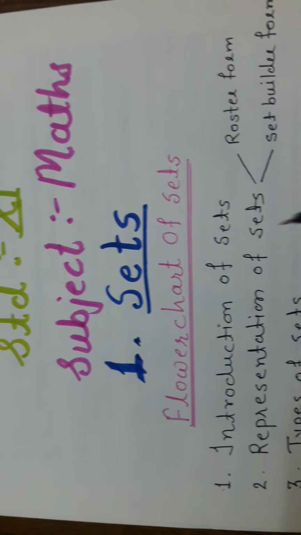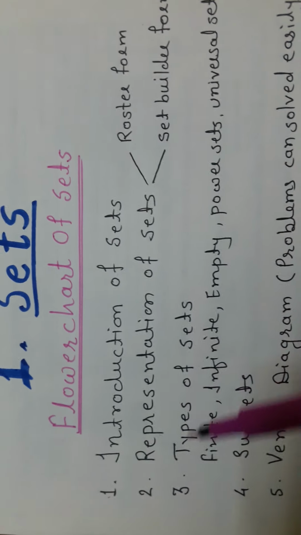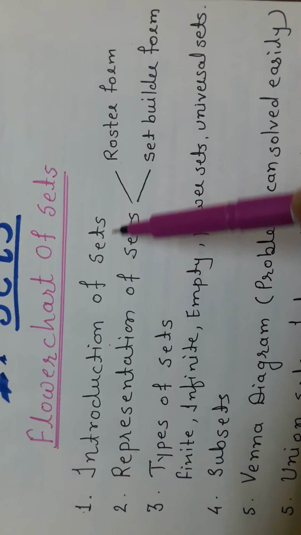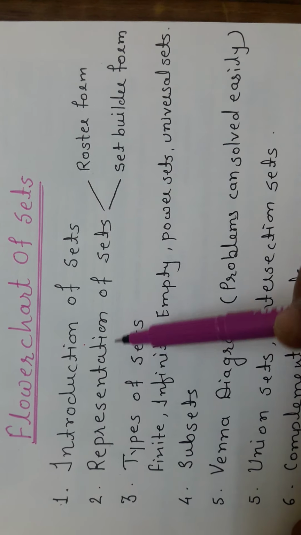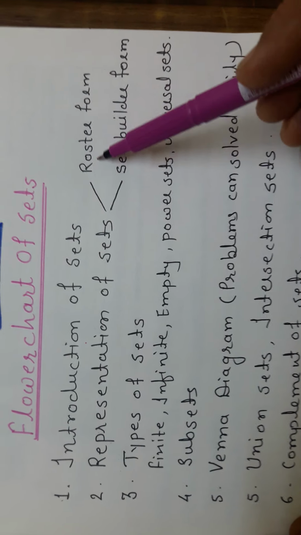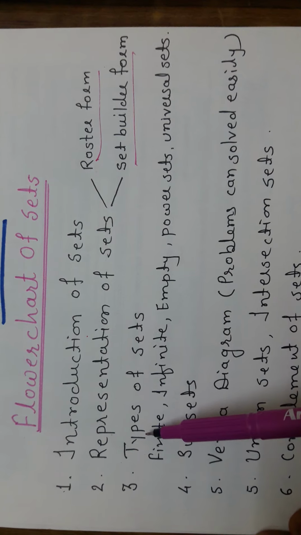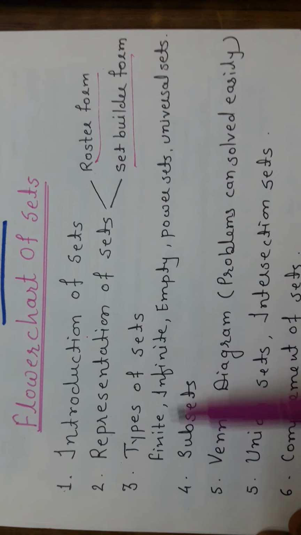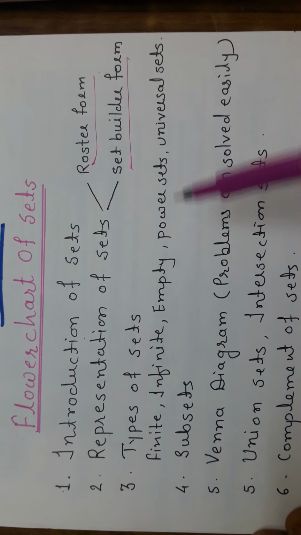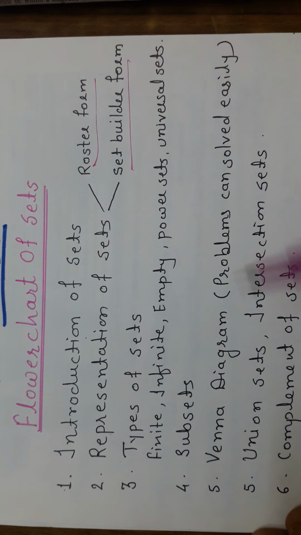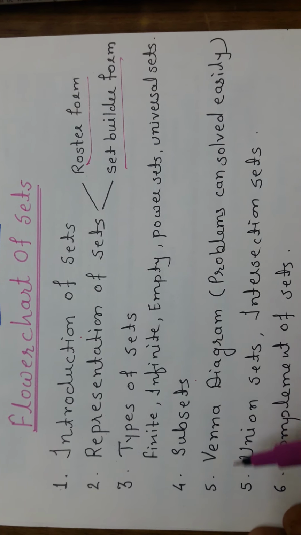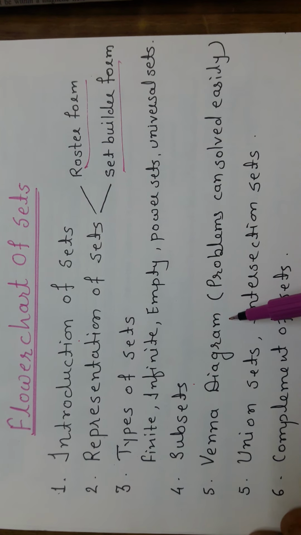Let's see the flow chart of sets. First point, introduction of the sets. Second, representation of the sets: roster form, set builder form. Third point is types of the sets: finite, infinite, empty set, power set, universal set. Fourth, subsets. Fifth, Venn diagram.